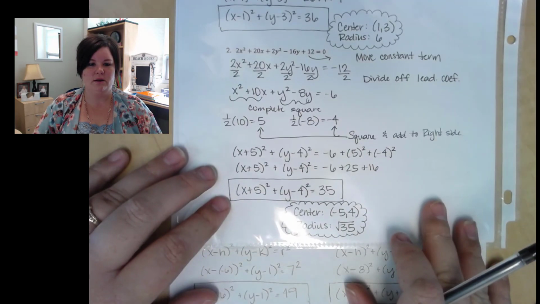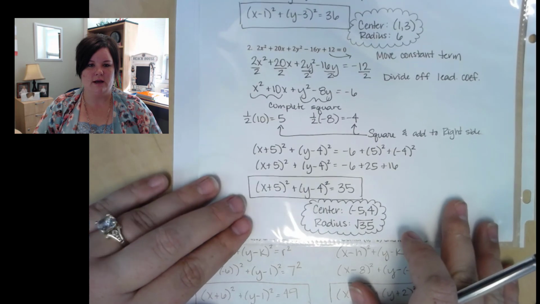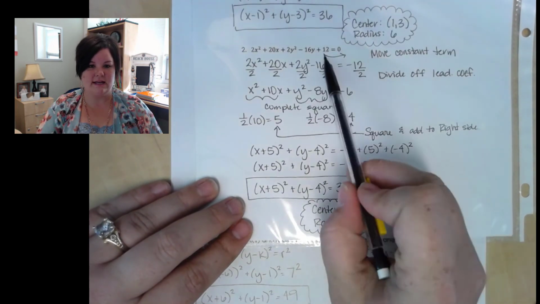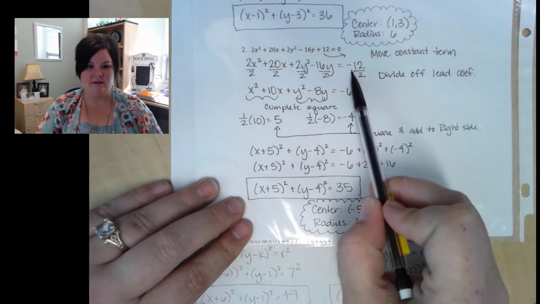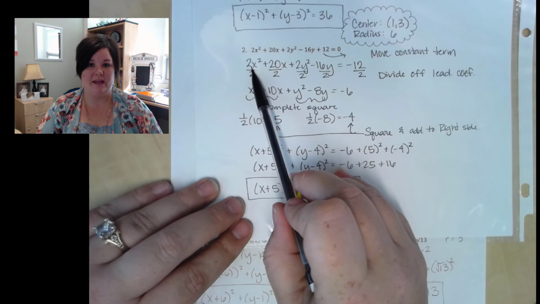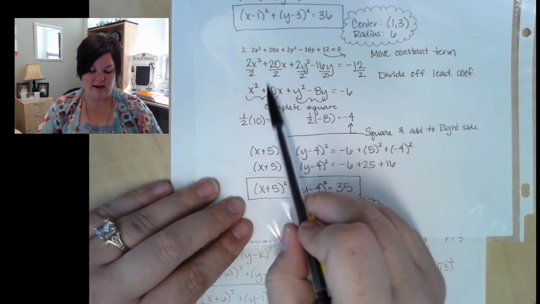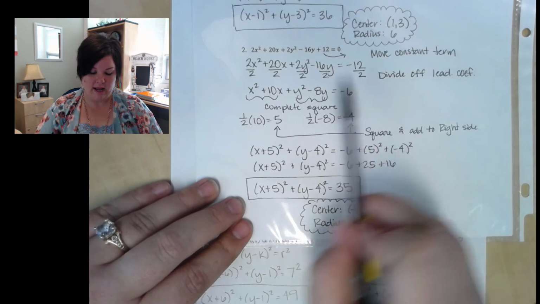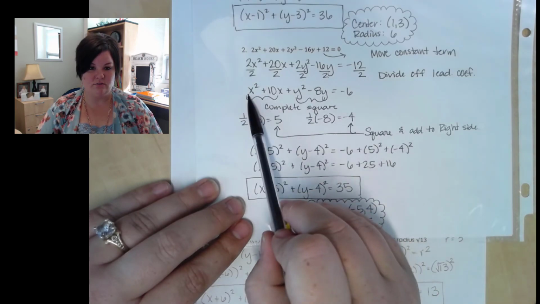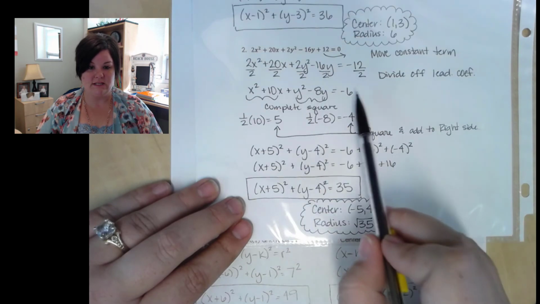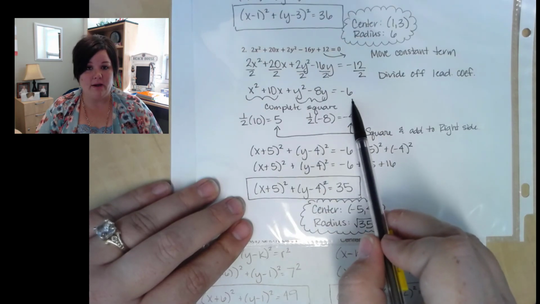All right, so number 2, first thing we do again is move our constant term to the other side. So that's going to make it a negative 12. Okay? Then we have to divide off any leading coefficient we have, which here is a 2. So we divide everything, including that constant term, by 2. So now our x's are together, leading coefficient of 1. Our y's are together, leading coefficient of 1. And it's equal to negative 6. So now I can go ahead and complete the square.